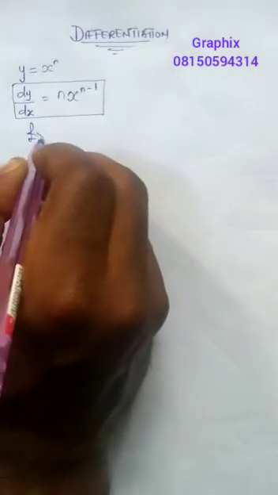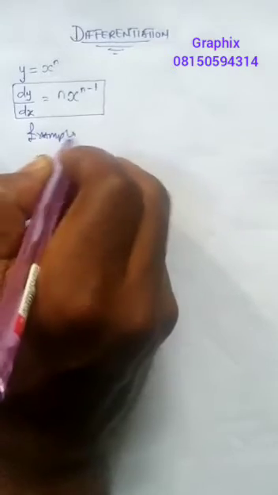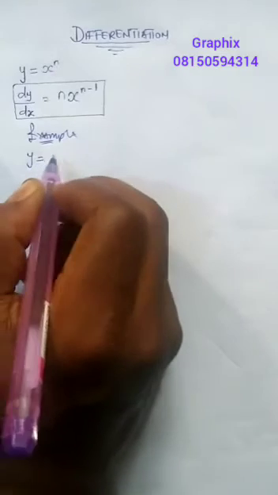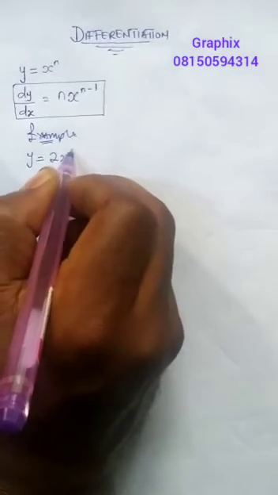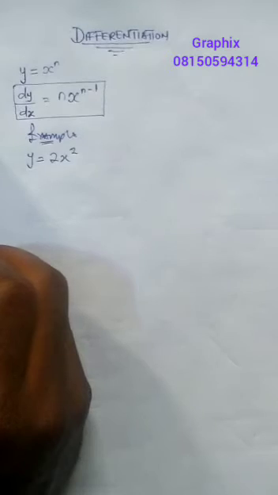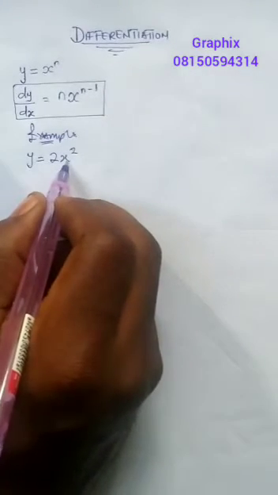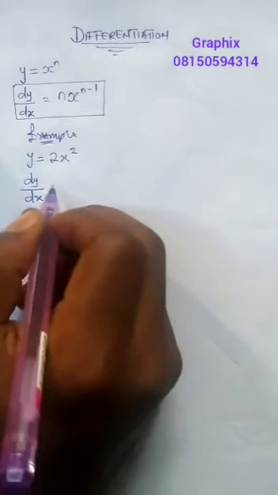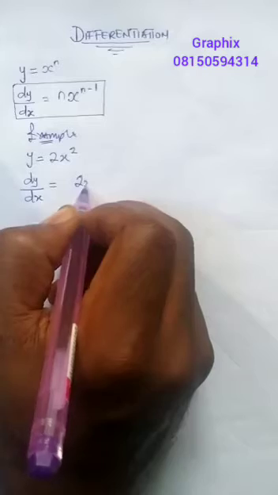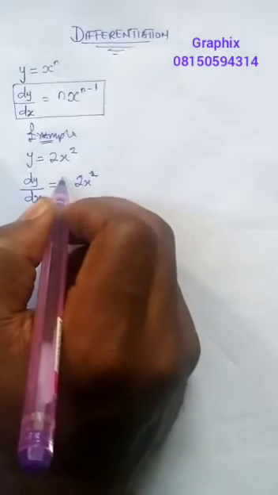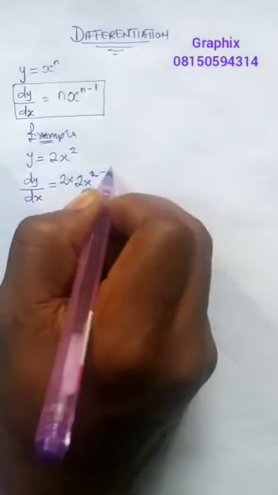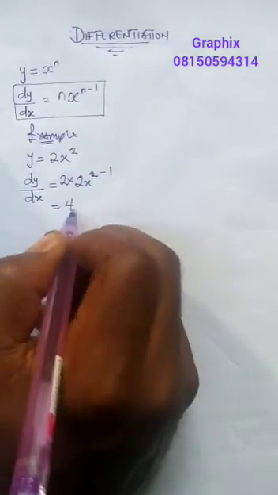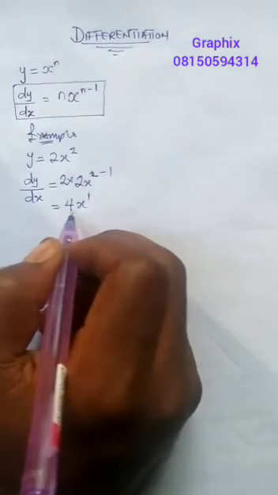For example, if I have y equals 2x squared, y we say is the function of x, right? So I'm differentiating y with respect to x. And this will give me, I'll write my 2x squared back. I'll bring the 2 in front of it to multiply this, and I'll subtract 1 to show that I brought the 2 down. And this will give me 2 times 2, that will be 4, x raised to 1, which is saying 4x.